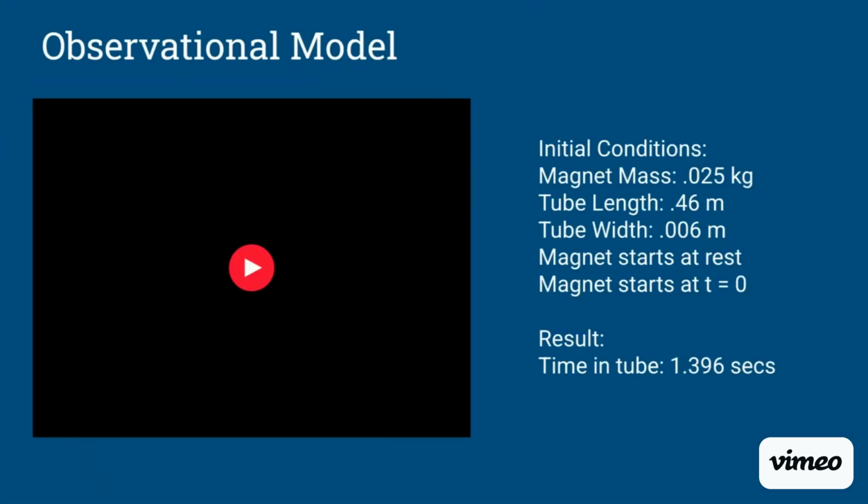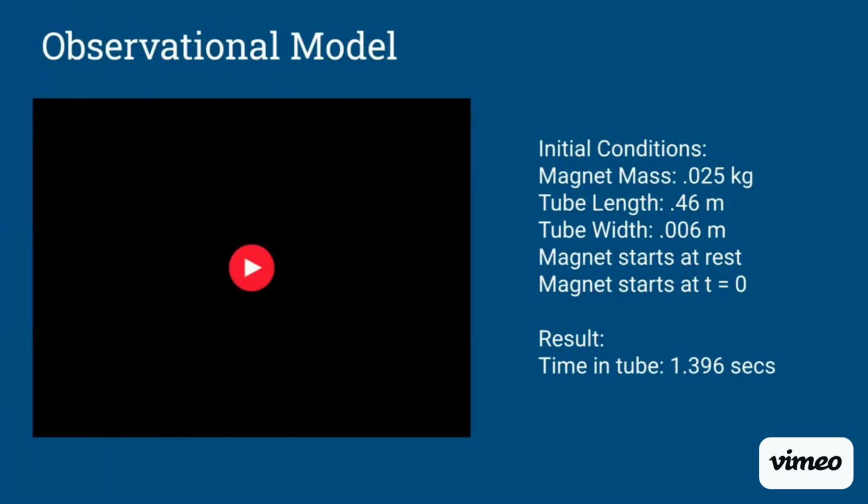Now, moving on to the observational model, let's first define the initial conditions. So the magnet's mass is 0.025 kg, the tube's length is 0.46 meters, the tube width is 0.006 meters, and the magnet starts at rest and starts falling at t equals 0 seconds. Now that we got that out of the way, this is the lab experiment video.